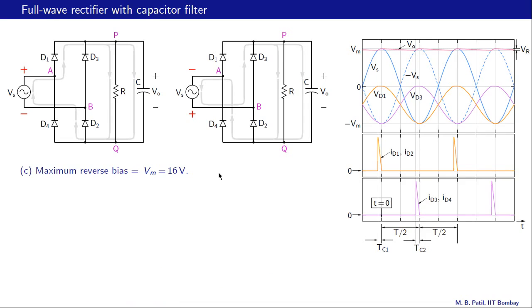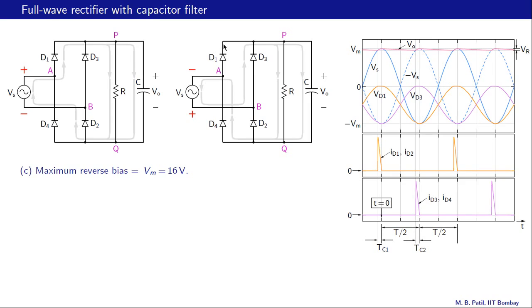Let us look at the maximum reverse bias that each diode comes across. Let's take D1 as an example. Here is VD1. When D1 and D2 conduct, of course VD1 is 0, and it goes through its maximum negative point when D3 and D4 conduct in this interval here. So let's look at the circuit when D3 and D4 conduct. D3 is conducting, so no voltage drop there. D4 is conducting, so no voltage drop here.